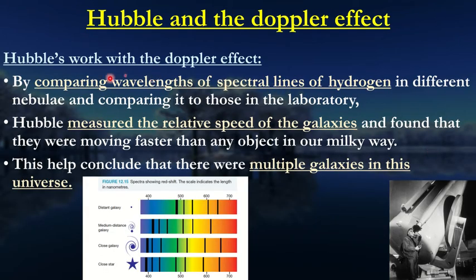So by comparing the wavelengths of the spectral lines of hydrogen from different galaxies and nebulae far away, and then comparing the exact same spectra of hydrogen in the lab, this is what Hubble was able to conclude using the Doppler effect. He could conclude that the relative speed of the galaxies was increasing as the stars were further and further away. Remember what Henrietta did.